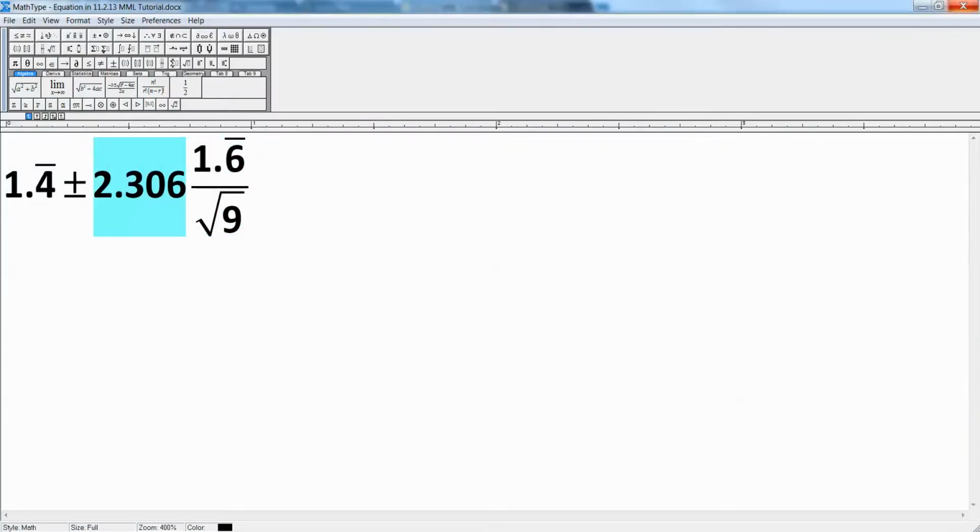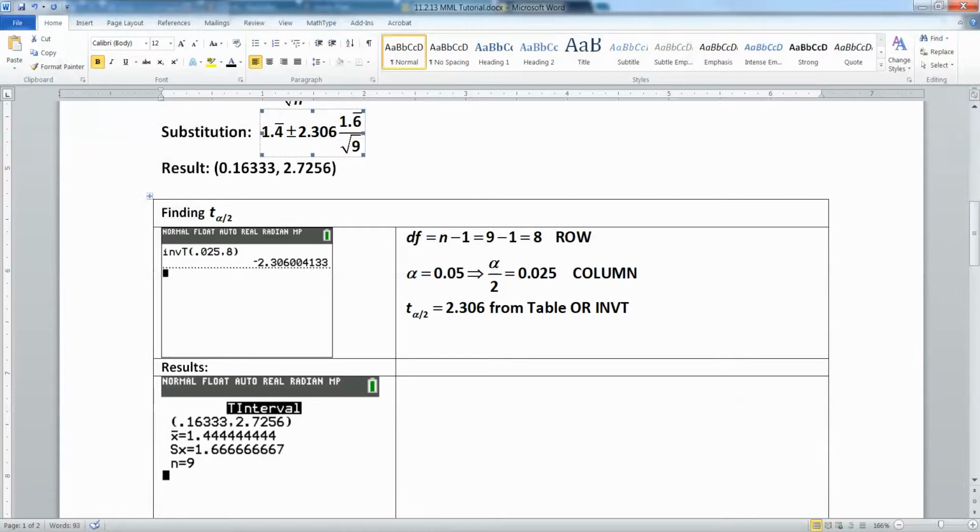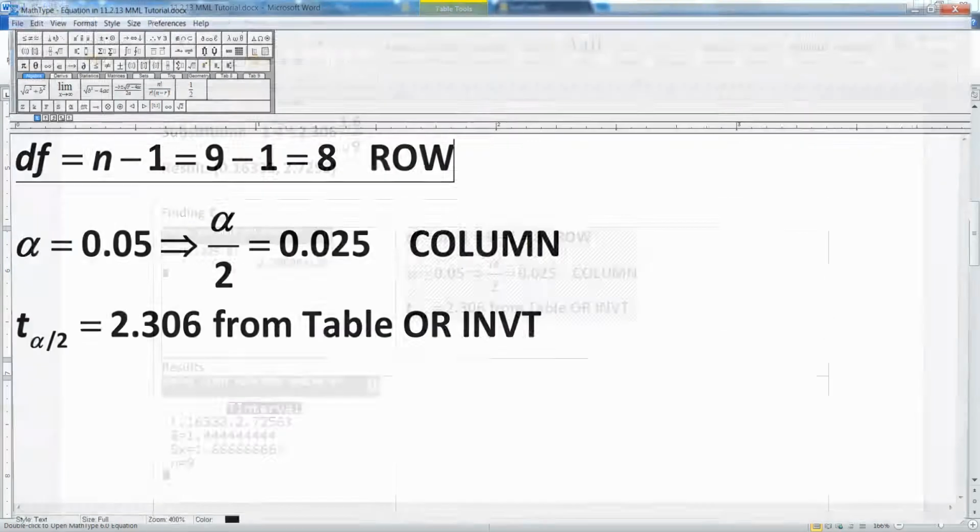Okay. Now the only question is, where the heck do you get the 2.306 in there? Because if you're doing this by hand, i.e. on a test, you're going to have to show that. Well, to find out t alpha over 2, you got to remember a couple things.